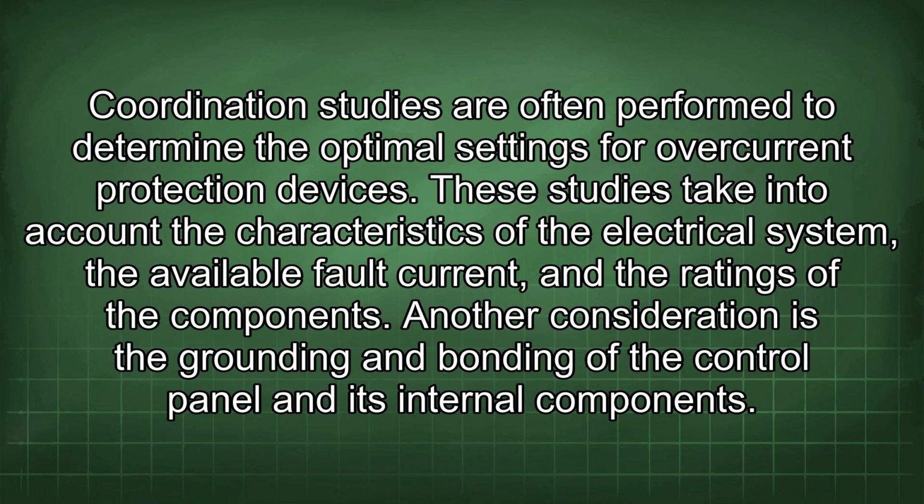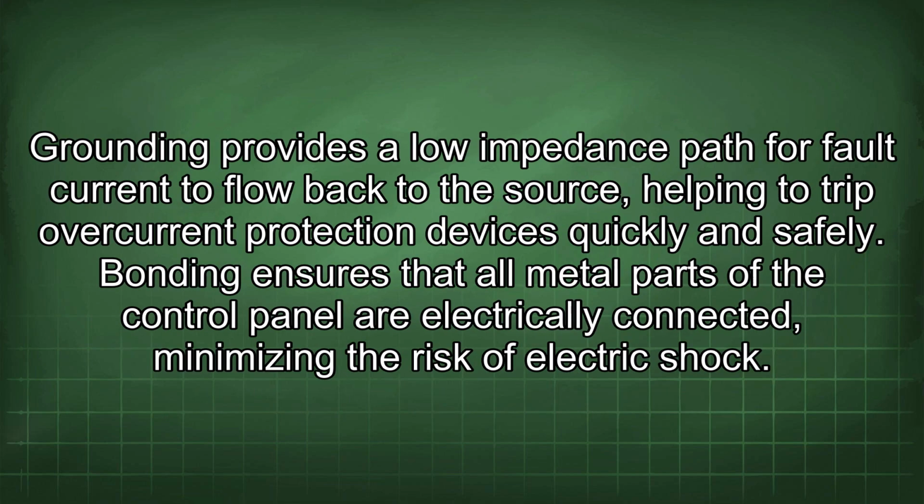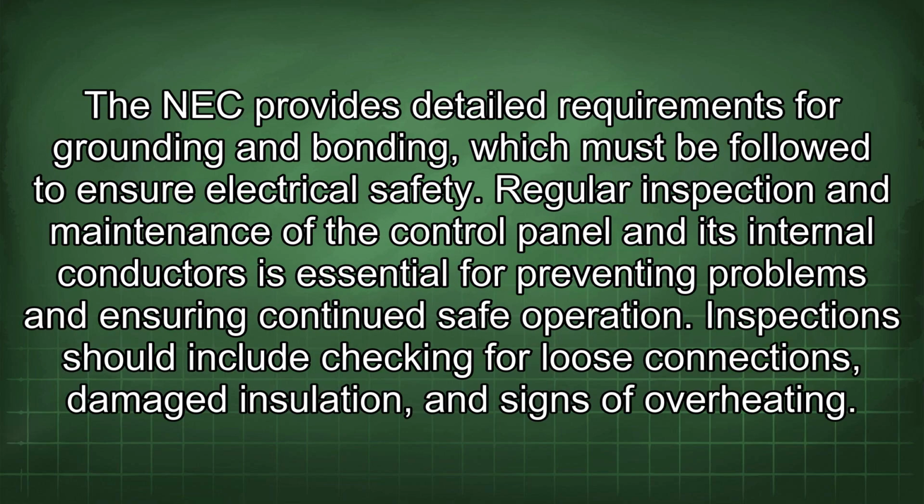These studies take into account the characteristics of the electrical system, the available fault current, and the ratings of the components. Another consideration is the grounding and bonding of the control panel and its internal components. Grounding provides a low impedance path for fault current to flow back to the source, helping to trip overcurrent protection devices quickly and safely. Bonding ensures that all metal parts of the control panel are electrically connected, minimizing the risk of electric shock. The NEC provides detailed requirements for grounding and bonding, which must be followed to ensure electrical safety.